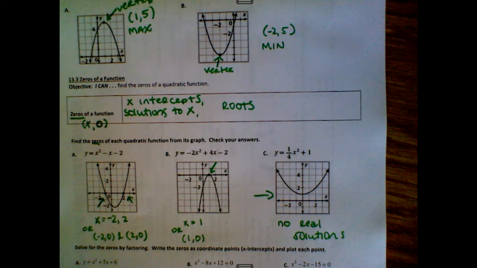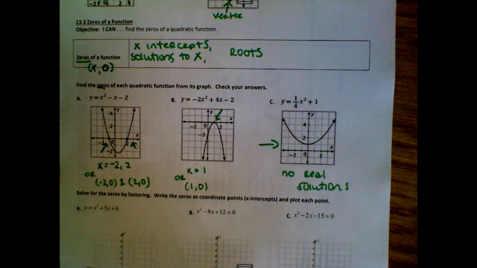I do want you to note that in this picture, you got 2 zeros. In this picture, you got 1 zero. And here you got 0. So it is safe to say that for a quadratic equation, you could have 2 solutions, 1 solution, or no solutions. You cannot have 3 solutions. You cannot have 4 solutions. You can only have as many solutions as the highest exponent indicates. And then you can also have less than that.